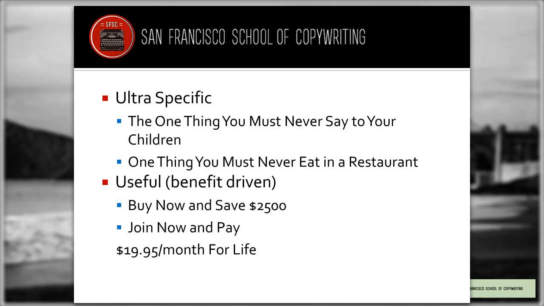Useful, benefit-driven: Buy now and save $2,500. Join now and pay $19.95 a month for life. So it's useful. Let's say the join now and pay $19.95 a month for life is for a gym, and you've been thinking about joining a gym, and I really should, but it's expensive, and so on and so forth. But then you see, wow, I could join now and pay $20 a month for life. That might just be the motivation you need to go in and do the thing that you want to do anyway.